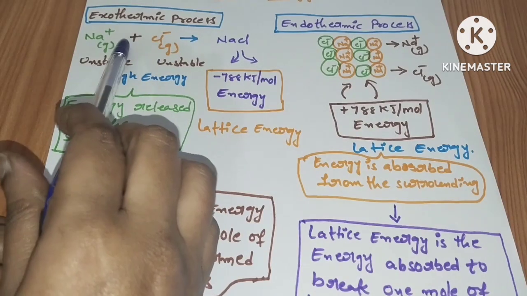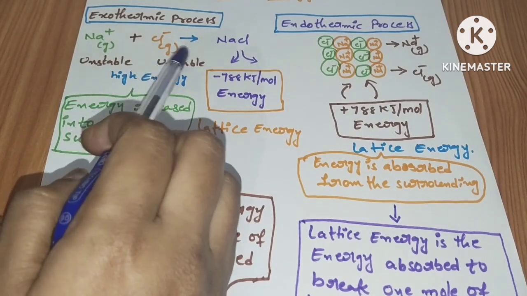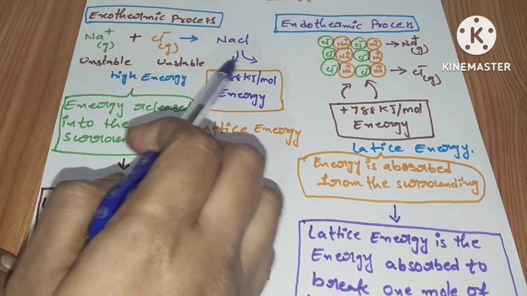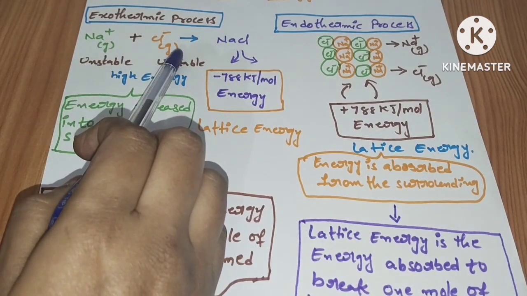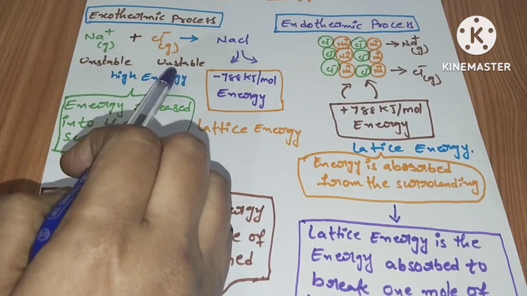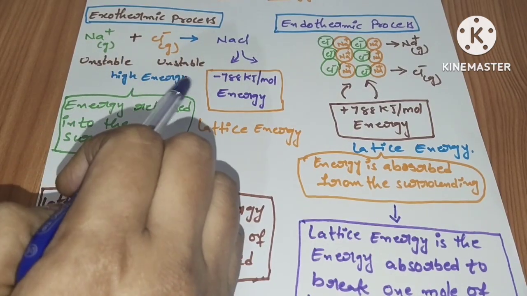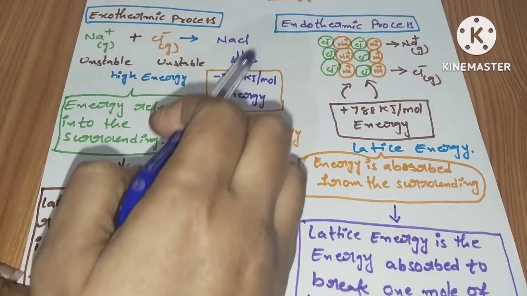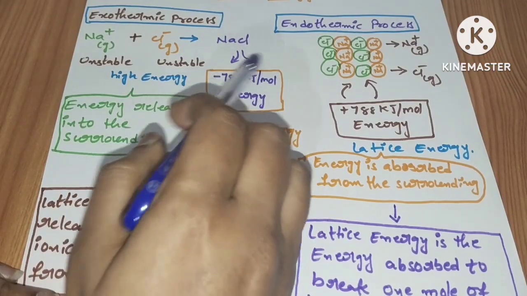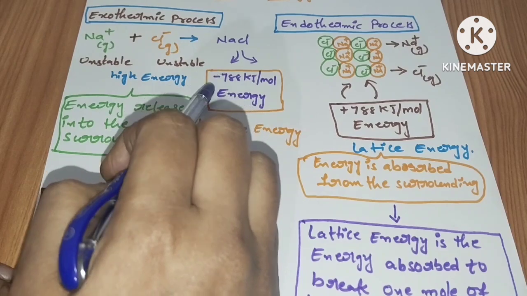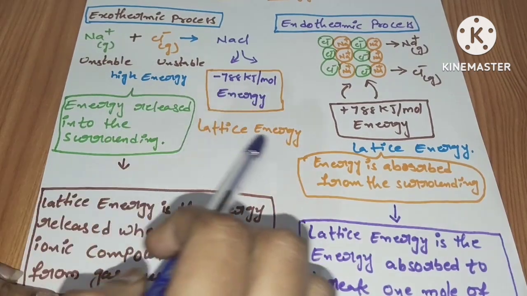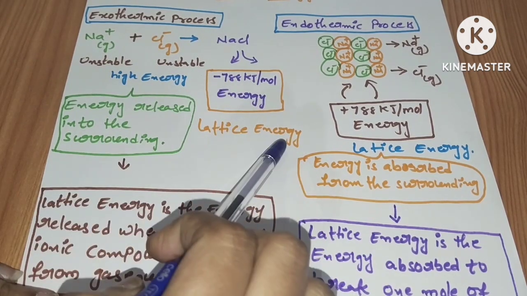Why do sodium and chlorine ions lose energy when they are combined together? Here, the sodium ion and chlorine ion are unstable because they have high energy. They want to lower their energies. When they combine together, they become stable and they release energy, which is known as lattice energy.